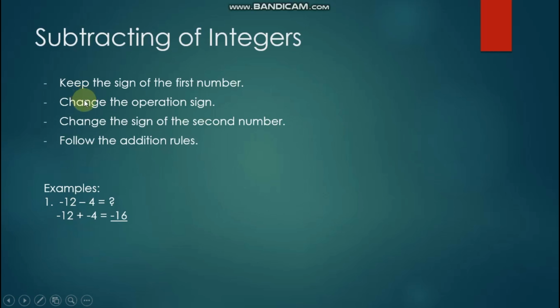Second rule is change the operation sign. So, the minus sign, we will make it an add sign. Third rule, change the sign of the second number. Since our second number is positive, we make it negative. So, it becomes negative 4. And fourth rule, follow the addition rules.